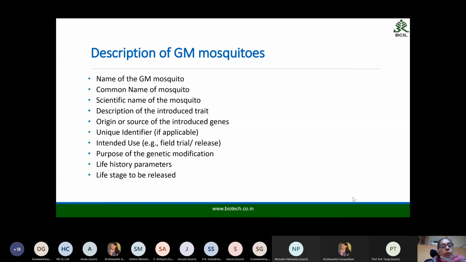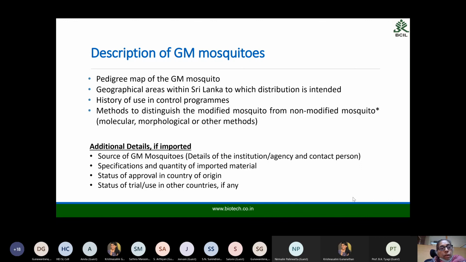Okay, so first of all, we must describe our GM mosquito that we have developed: name of the GM mosquito, common name, scientific name, what is the trait we have introduced, origin or source of the genes. If there is a unique identifier number, we should put that. Intended use: are you applying for field trial or for release? Purpose of the modification, life history parameter, and the life stage which will be released.